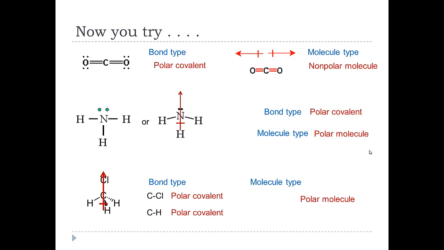For molecule type, this is going to be a polar molecule. The electrons are going to be pulled in towards the carbon and then also up towards the chlorine because it's got the highest electronegativity, so that's going to end up being a polar molecule. Next example is water.